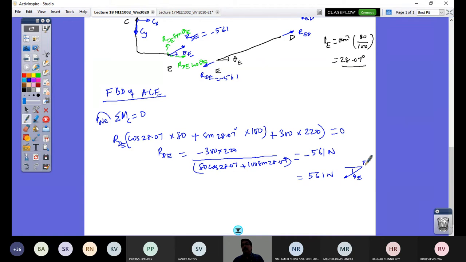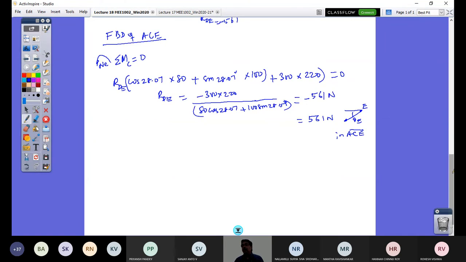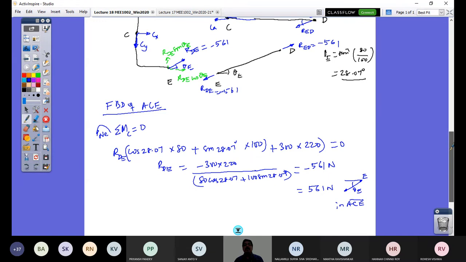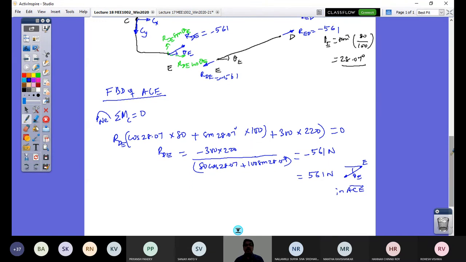at point E in the ACE member. That's important. In the ACE member, the direction changes accordingly. Here also it has to change. I don't change the direction drawn in the diagram. Rather, I put minus 561 as it is. Right. So now let's find out the reaction at point C. For that, what should I do? I can apply, in the same free body diagram, sigma Fx equal to zero to get Cx.